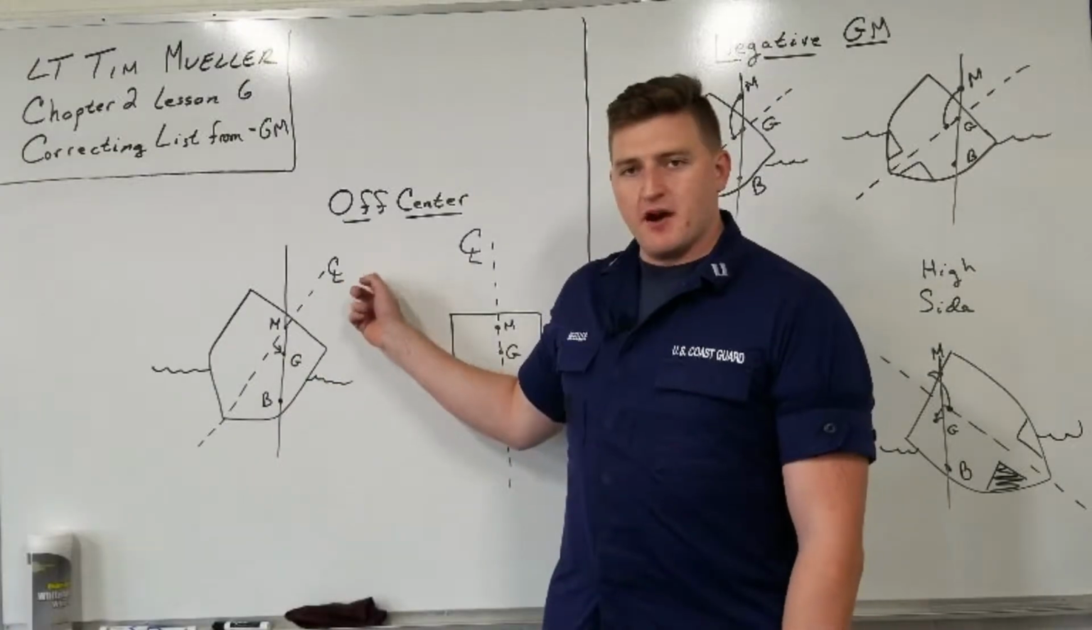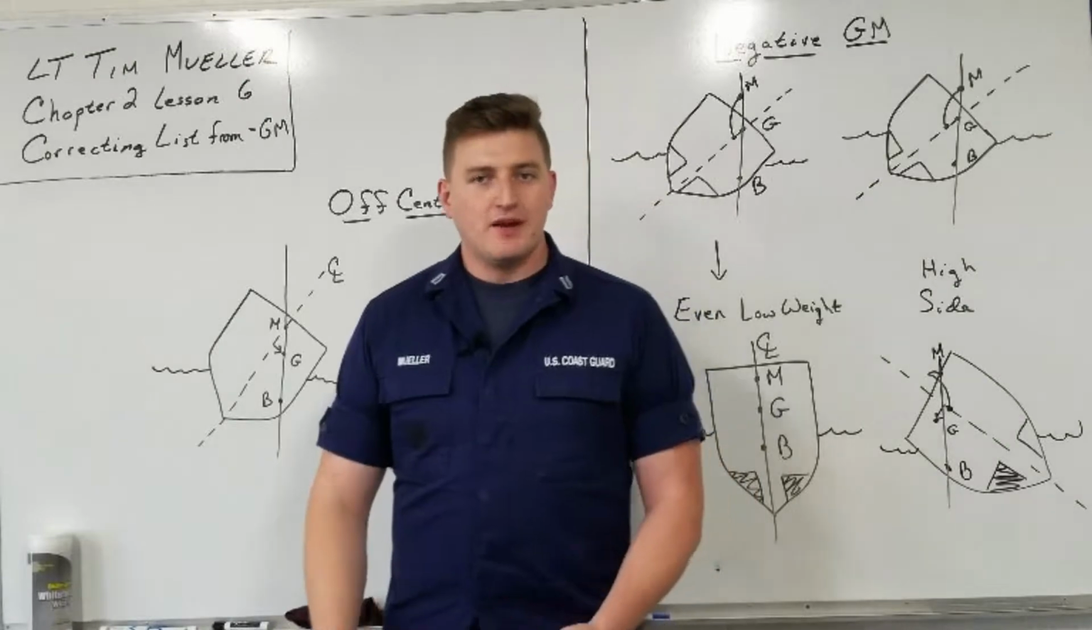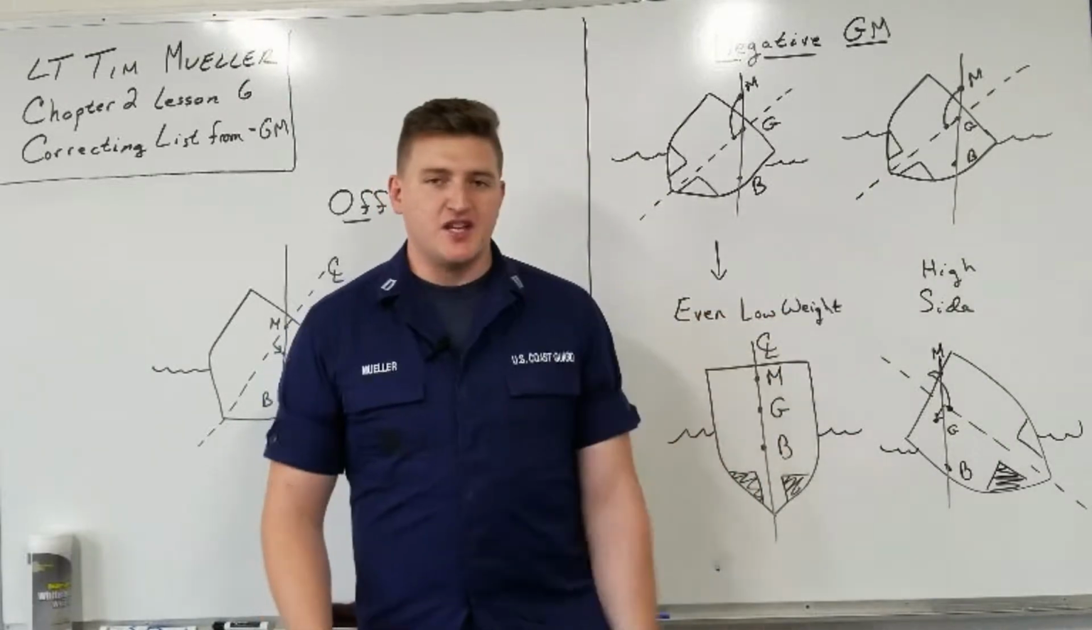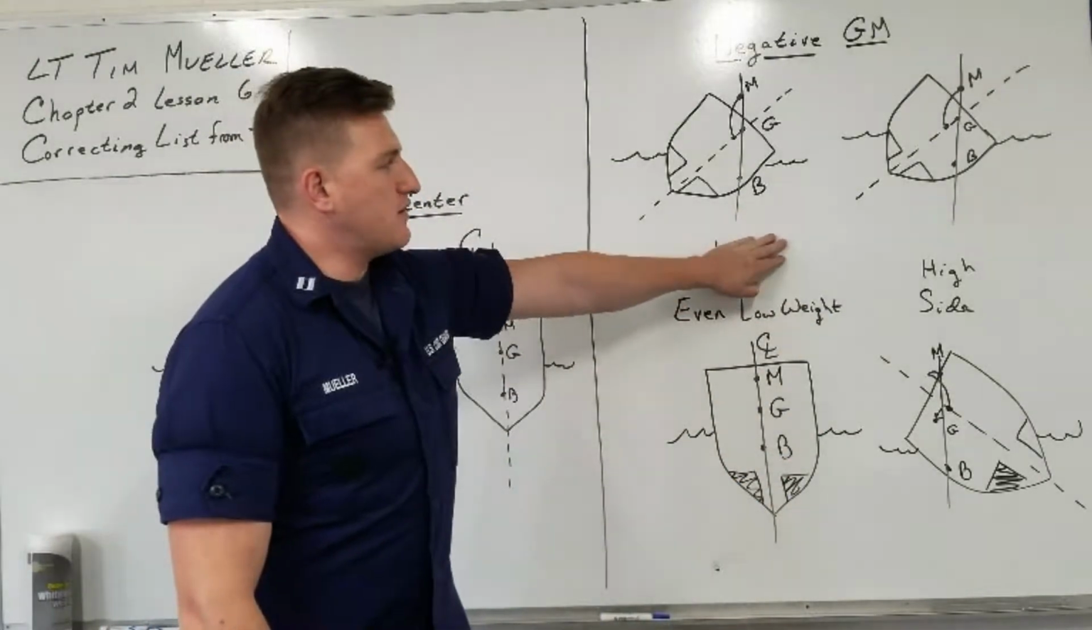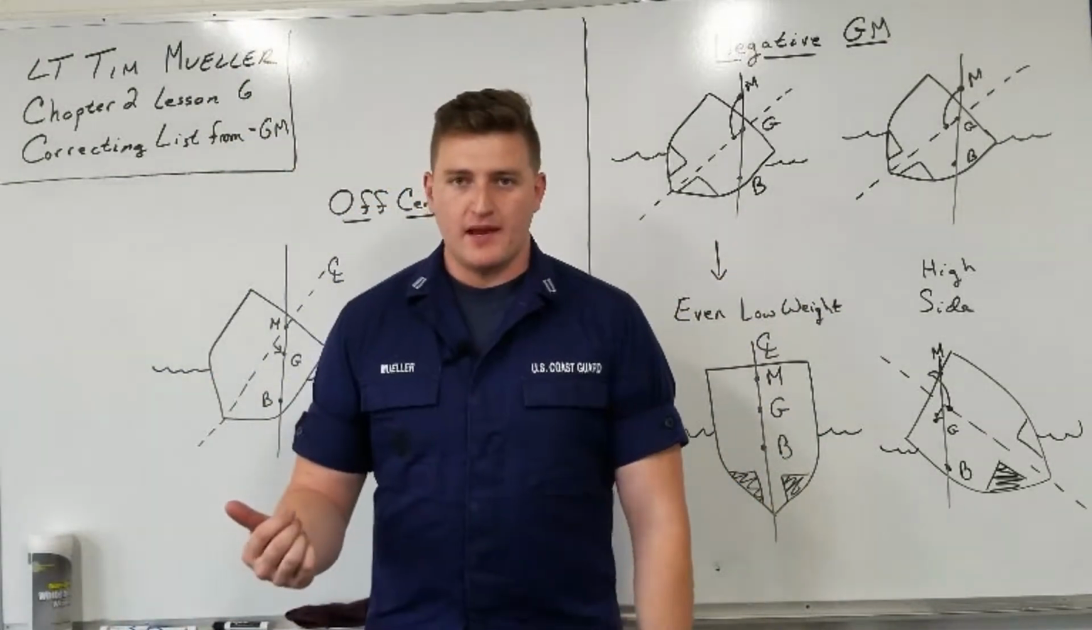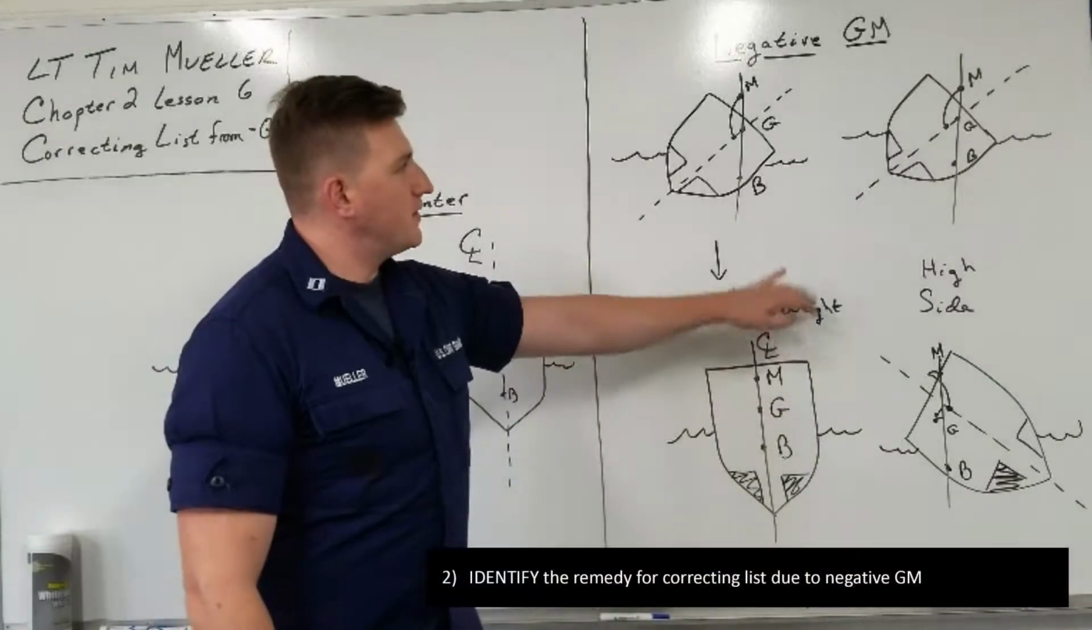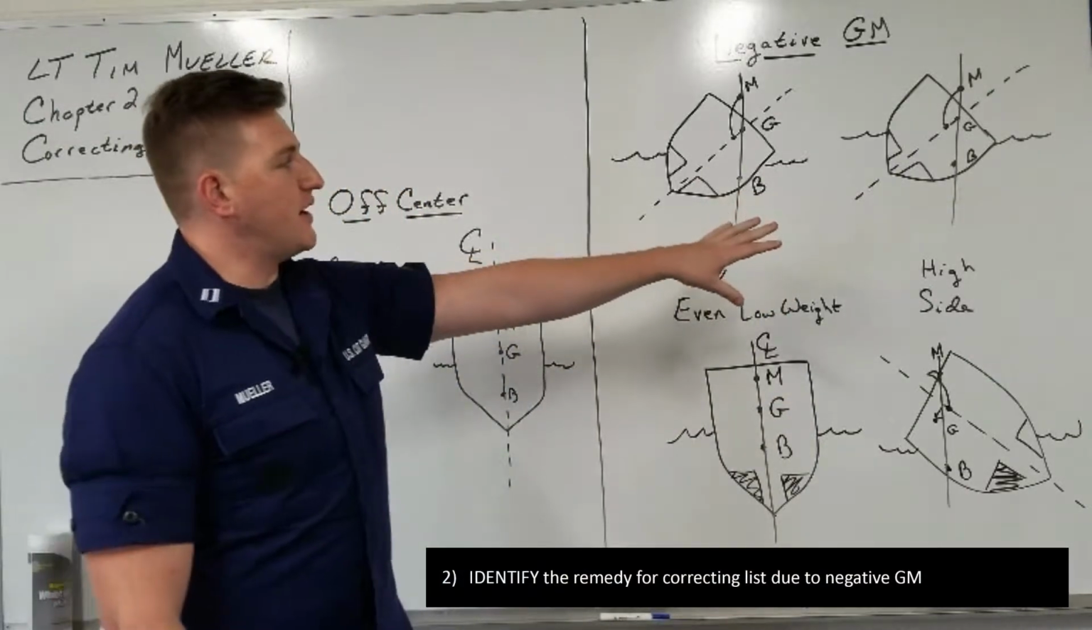Where a list caused by an off-center weight is fairly intuitive, a list caused by a negative GM is not very intuitive. And if you don't know what to do in this case, and you think it's caused by an off-center weight, it could spell disaster for the ship. So now let's take a look. We're in this negative GM case.